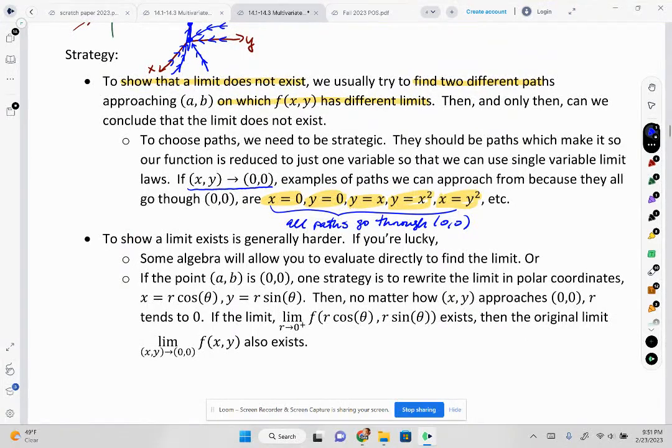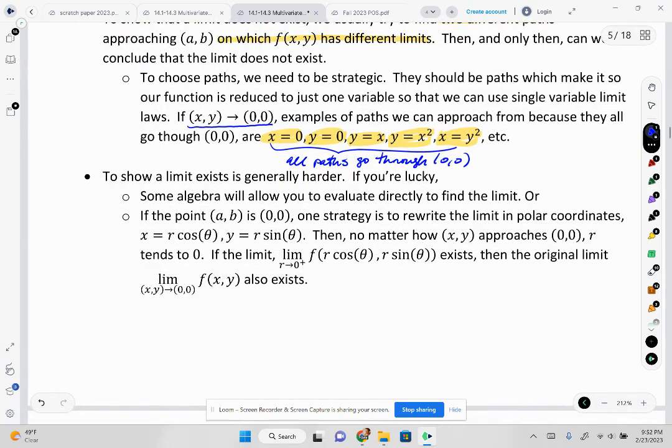So let's say that we want to show that a limit does exist. Sometimes this is easy, and other times this is really hard. If we're lucky, then we'll just have to do some algebra, and then we'll be able to just evaluate directly to find our limit. We won't be worried about paths. We'll get what we need right away. Another thing that could happen is if the point (a, b) is the origin, (0, 0), then there's another strategy we could use.